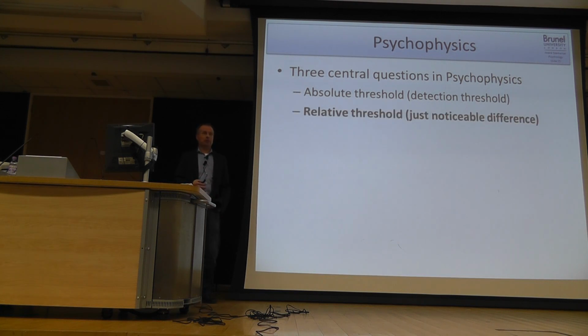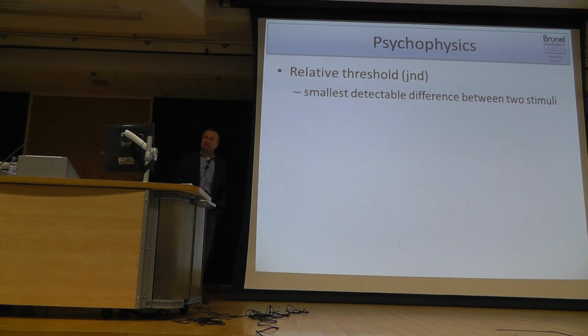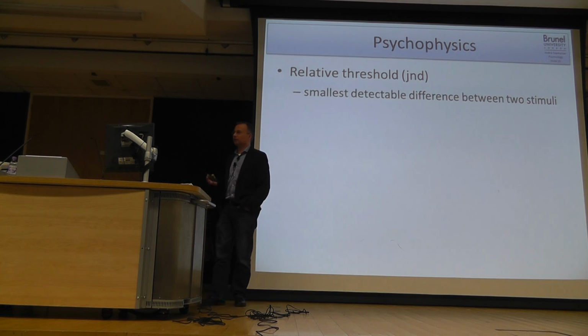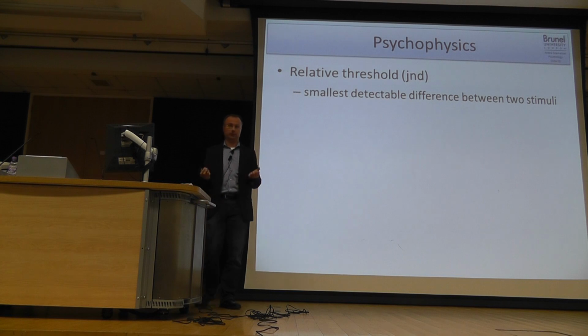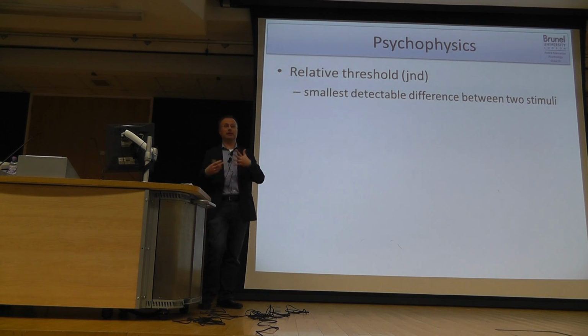Okay, so we spoke about the absolute threshold. Now the relative threshold, or it's also called sometimes just noticeable difference, before we turn to scaling. So the relative threshold describes the smallest detectable difference between two stimuli. So if I present two lights to you and I ask you which one is brighter, and if you can answer that, then you're above your just noticeable difference, and if you can't answer that, then you're below that.